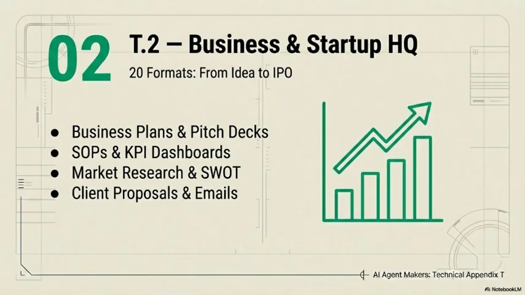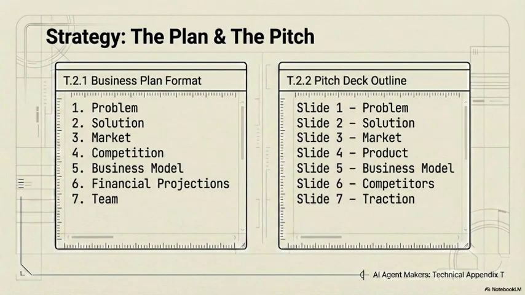The 8 pillars. Problem, solution, market, competition, business model, financial projections, team, and roadmap. And these 8 sections are the universal, non-negotiable language of serious business planning. By enforcing this structure, the AI agent makes sure the user is conducting a holistic analysis. How so?